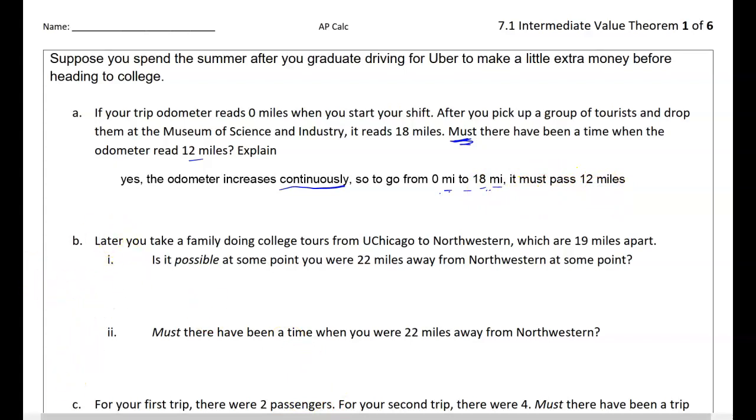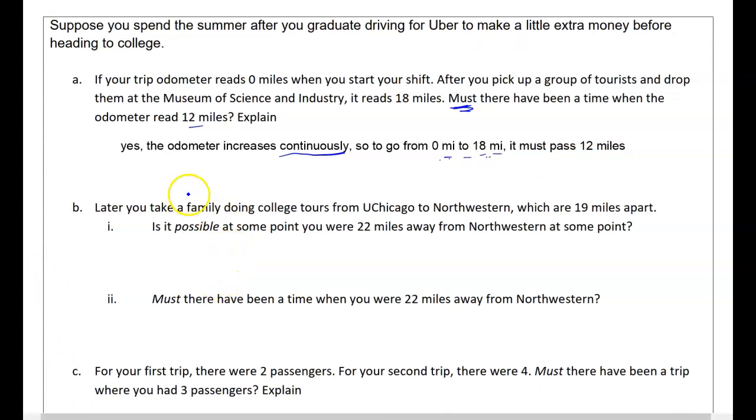Okay. Question B highlights another idea related to this intermediate value theorem. So now we're driving from Chicago to Northwestern, so one end of the city to the other. And if we're driving 19 miles, the question is, is it possible that you are at some point 22 miles away from Northwestern? And the answer here is yes. So we know in the city, sometimes we drive a little bit out of our way to take a faster route. So maybe I drove a little bit out of my way to get to the Dan Ryan instead of taking Lakeshore Drive.